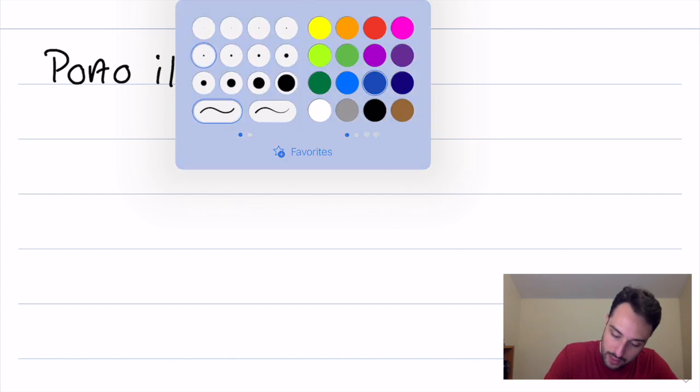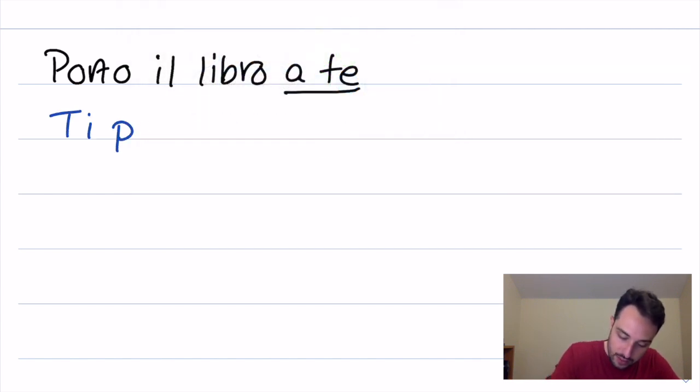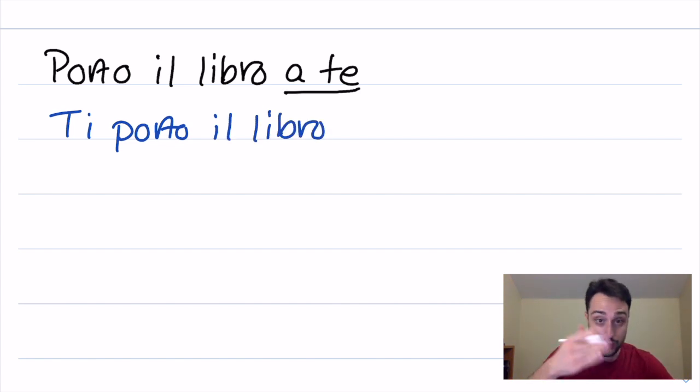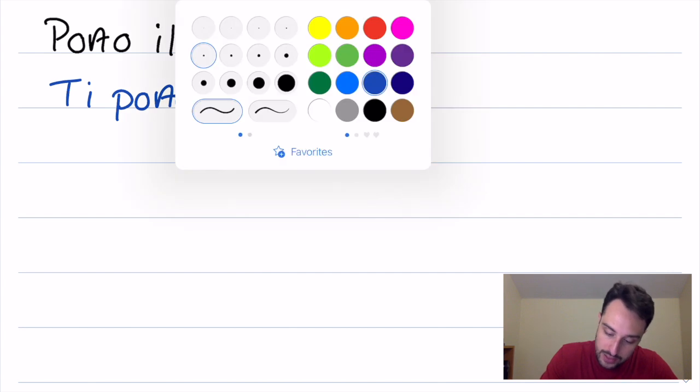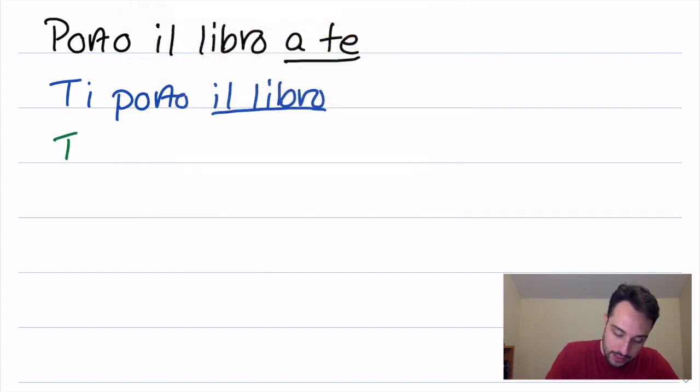So this is going to become ti porto il libro. So to you, I bring the book. I bring the book to you is essentially what it means. So both sentences mean the same thing in English. But now, what if you asked yourself, what happens if I want to shorten this even more and say I bring it to you? So replacing this direct object. Well, if we replace this direct object, it's going to become lo, just like we do in any situation. And so this sentence will now become te lo porto.